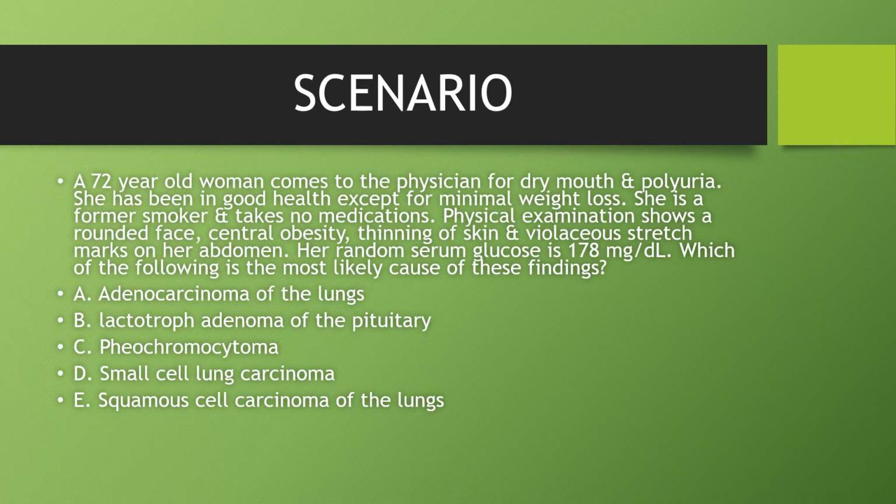Which of the following is the most likely cause of these findings? A. Can it be the adenocarcinoma of the lungs? B. Can it be the lactotrophic adenoma of the pituitary gland? Or C. Can it be a pheochromocytoma, which we discussed in one of our earlier lectures, or a small cell lung carcinoma, or a squamous cell carcinoma of the lungs.